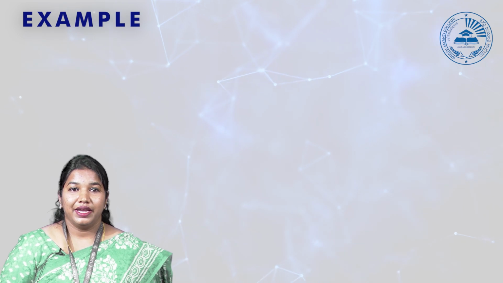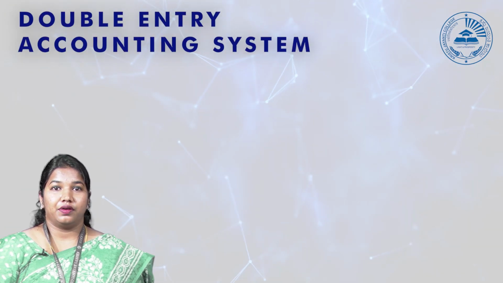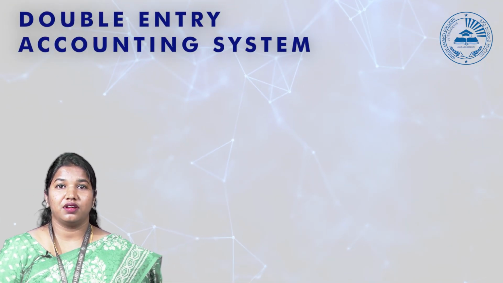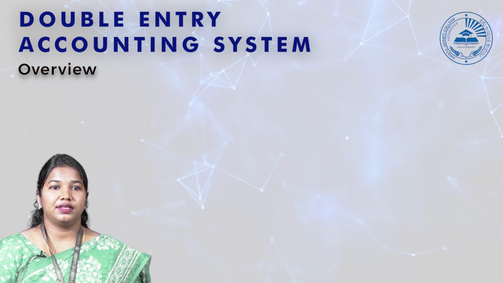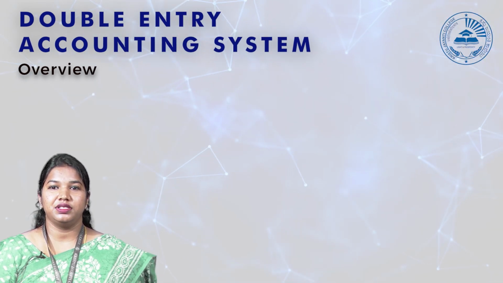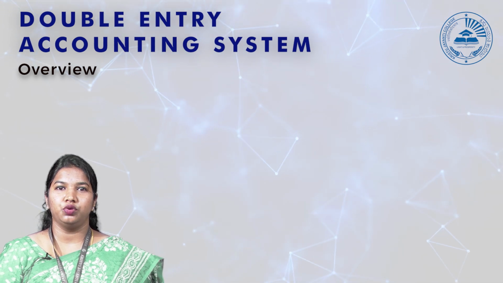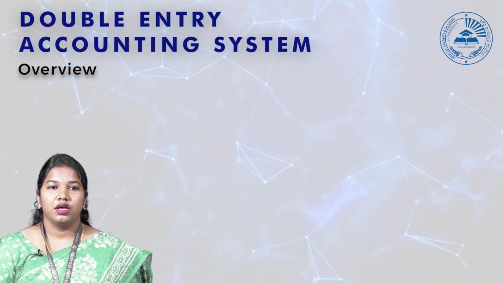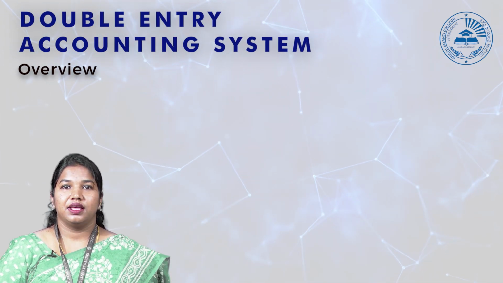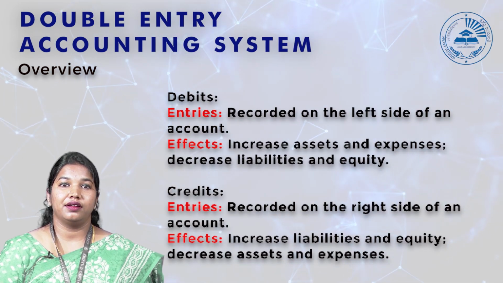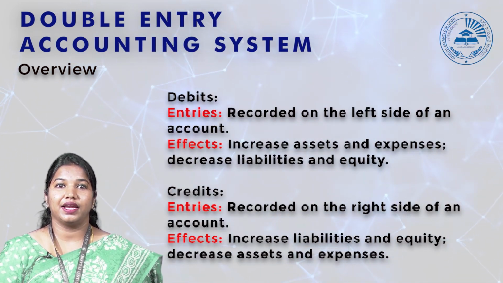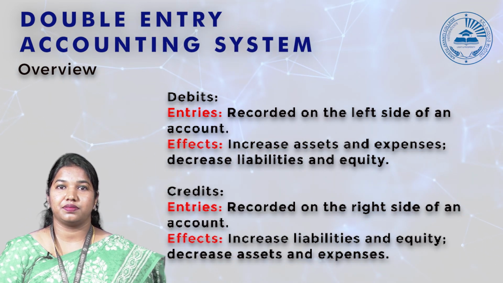Next concept we will be talking about, I'm just going to give the introductory part, is the double entry accounting system. Double entry means there is something double, two, there. That is nothing but you have two heads, debit and credit. You will enter the details in your debit and credit based on your incomes or expenses.